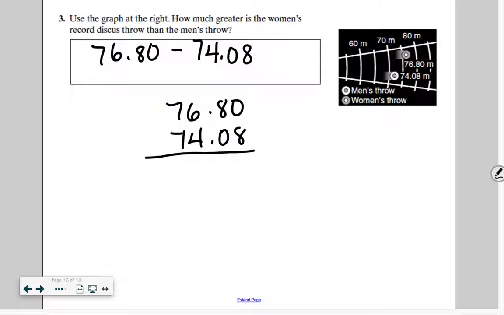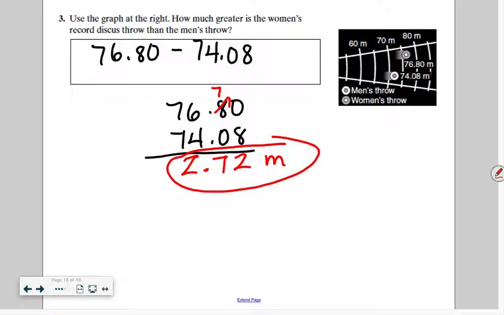Can you have 0 and take 8 away? No, you can't. So you need to borrow from next door. 8 becomes a 7. 0 becomes 10. 10 minus 8. 7 minus nothing. Bring down the decimal. 6 minus 4. And 7 minus 7 is 0. So 2 and 72 hundredths what? Meters. The women are throwing 2 and 72 hundredths meters further than the men are.